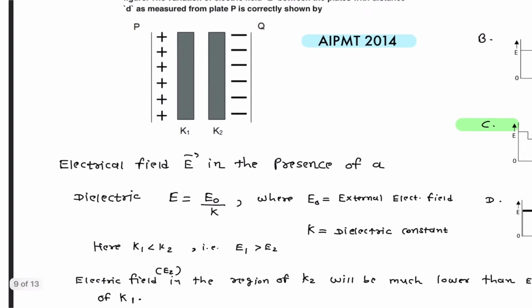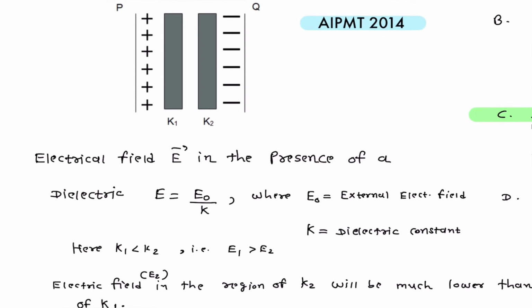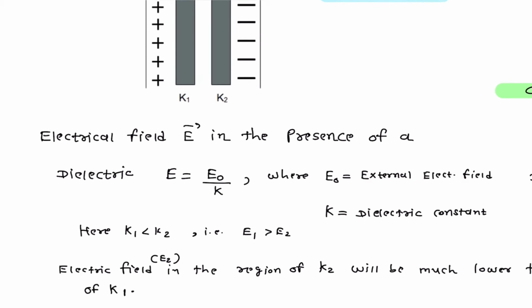So first of all, the electric field in the presence of a dielectric is decreased by a factor K. So E becomes E naught by K, where E naught is nothing but the external electric field in the absence of the dielectric, and K is the dielectric constant. So the electric field in the presence of a dielectric is decreased by a factor K. So E is equal to E naught by K.